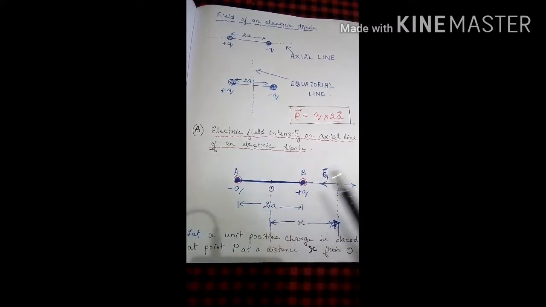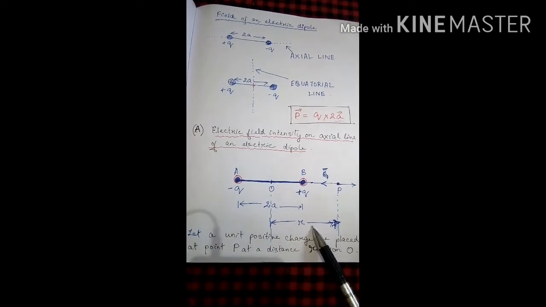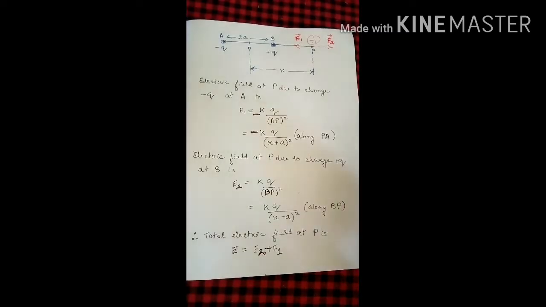So I have written here, let a unit positive charge be placed at the point P at a distance r from O. What we are doing here is placing a unit positive charge in order to calculate the electric field intensity. Unit positive charge means plus 1 charge here at this point, which is at a distance r from the point O. The diagram can be drawn in this way.